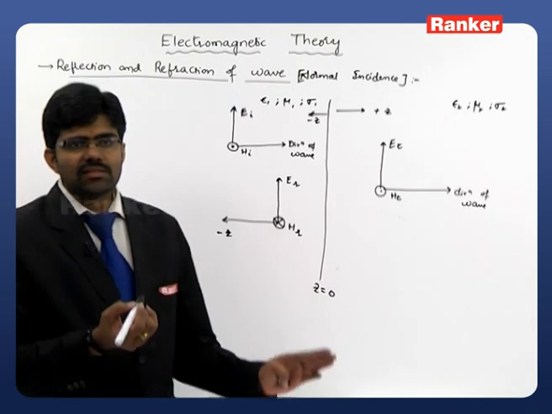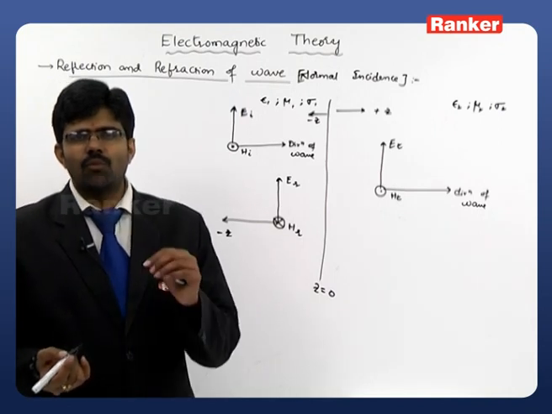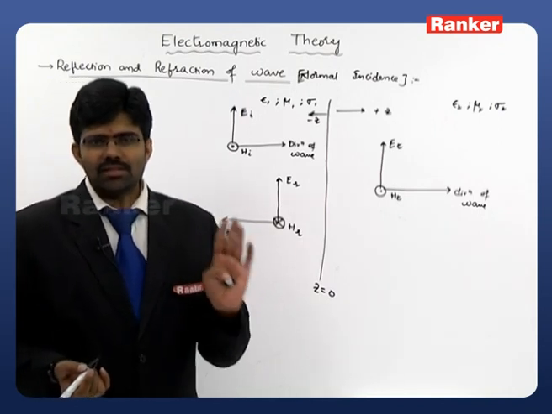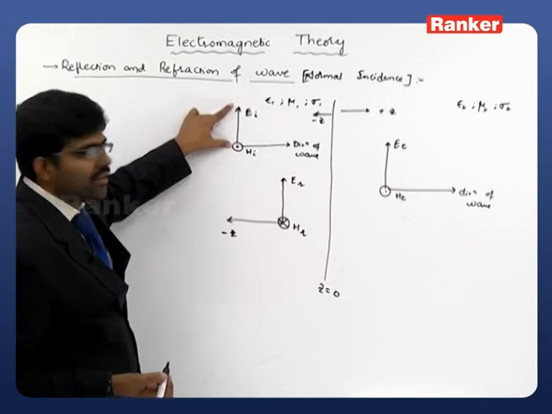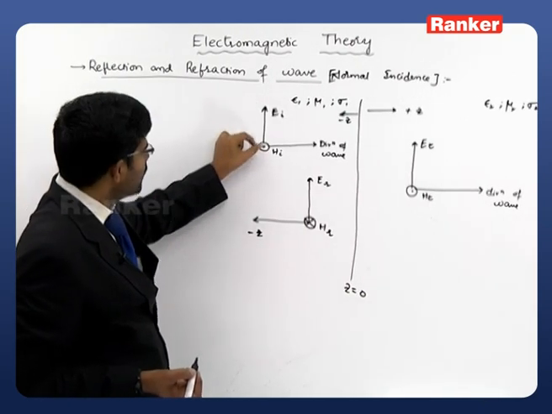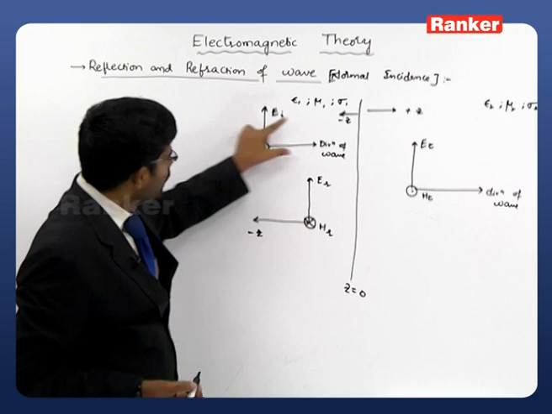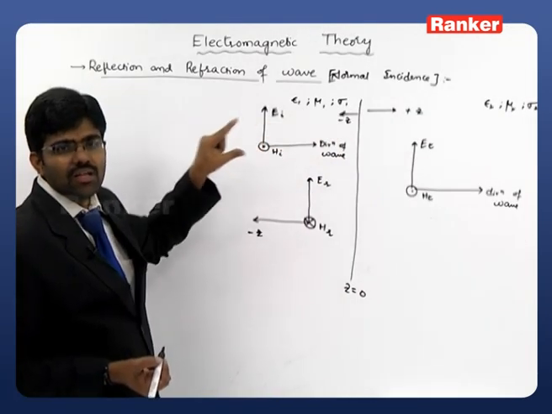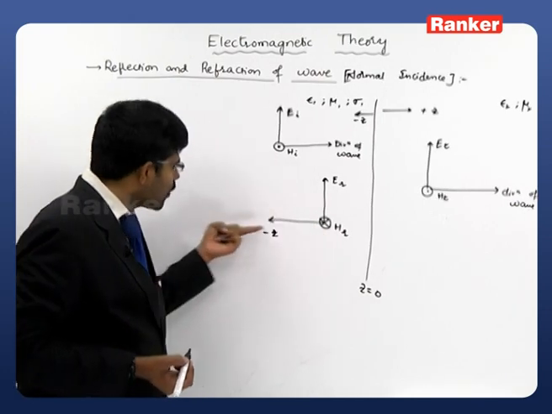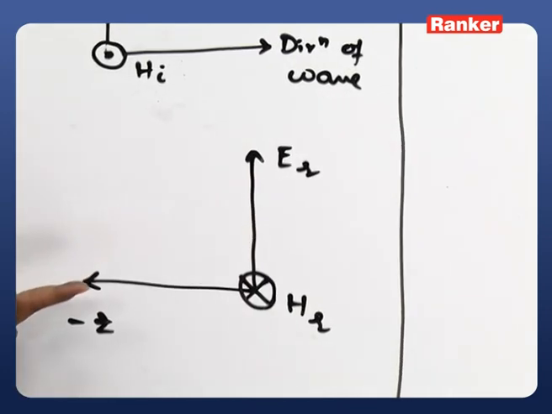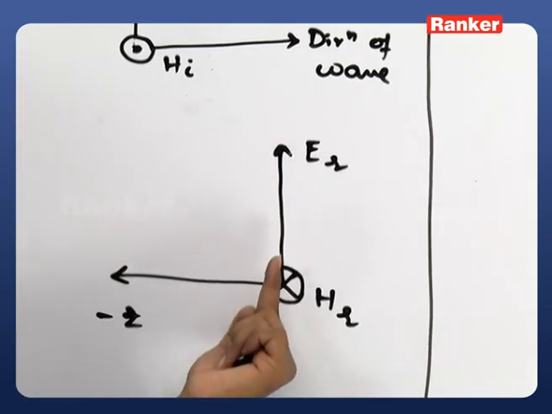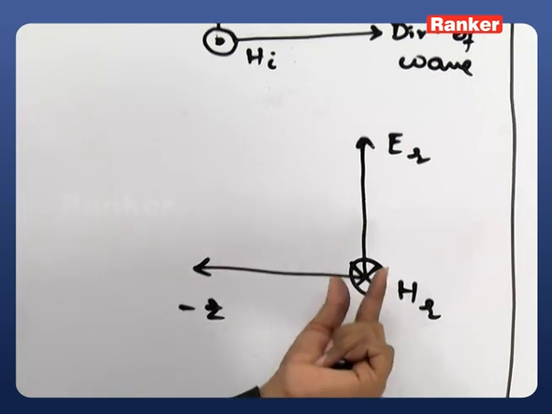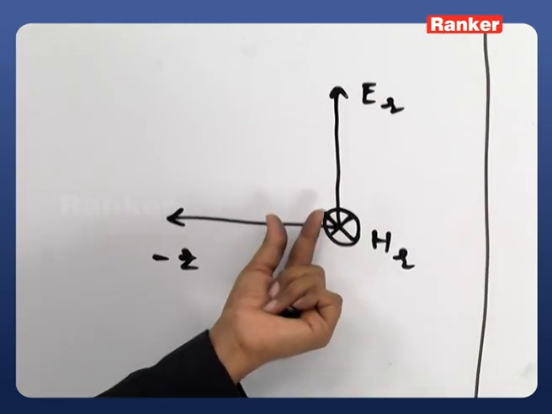If you understand these three figures, then writing the equation is very easy. Simply observe here, EI incident electric field, HI incident magnetic field hits the boundary. Whenever they hit the boundary, they return or reflect. Whenever they reflect, the direction of wave propagation changes here, right. The direction of electric field is same as previous one. The direction of magnetic field will be altered.